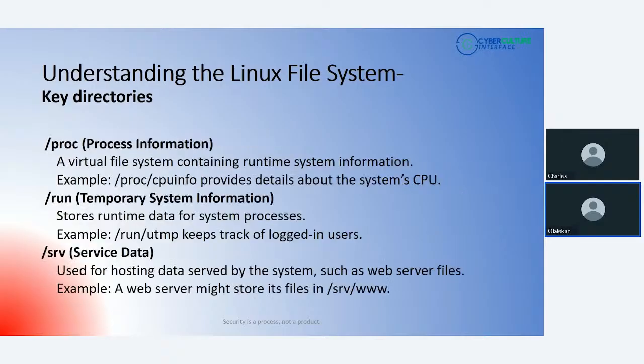Then you have the process information. It's another important directory. It's all the processes that are running. They call them runtime system information. Everything that is running when you launch an application, the process that is going on, all the processes that are working, are stored in the process information. So, for example, here you can see that CPU info will give you details of the system CPU.